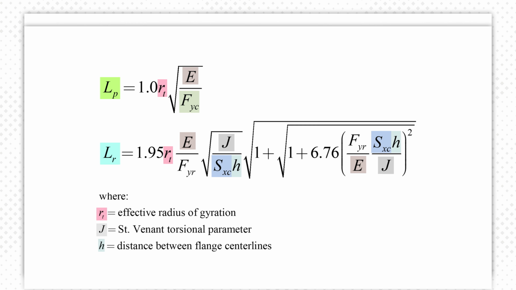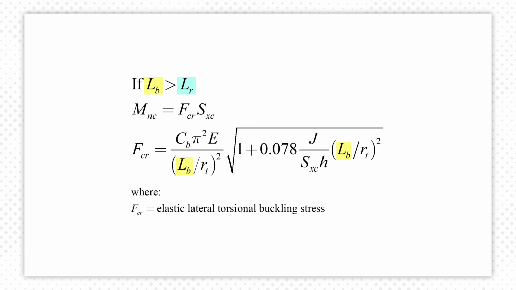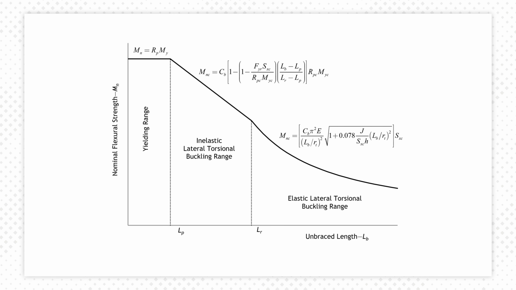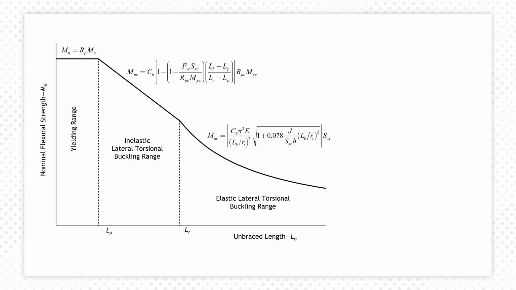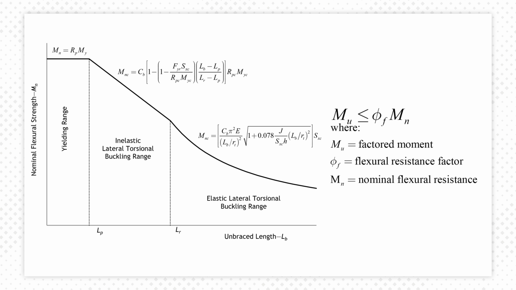When the brace spacing L sub B is greater than L sub r, we use this equation to determine the flexural resistance of the beam. This is a function of the moment gradient factor, section modulus, brace spacing, effective radius of gyration, torsional parameter, distance between flanges, and elastic modulus. Looking again at flexural strength versus brace spacing, we see that as the unbraced length L sub B increases, flexural resistance decreases. Multiplying the nominal flexural resistance by the strength reduction factor phi, we can now compare this to the moment in our beam.